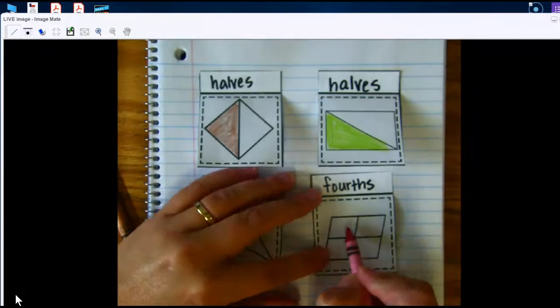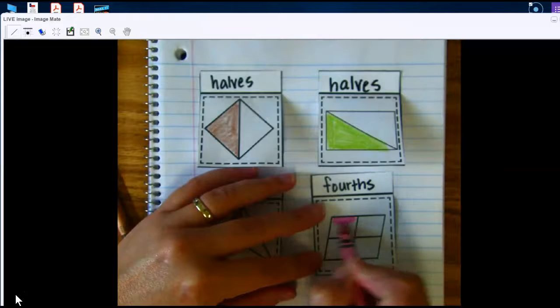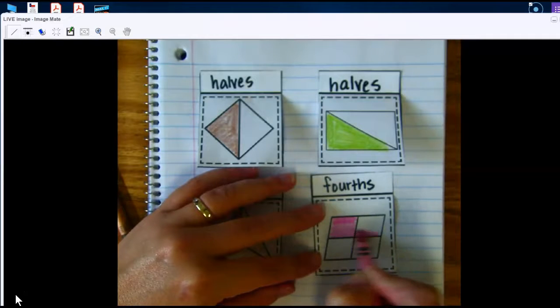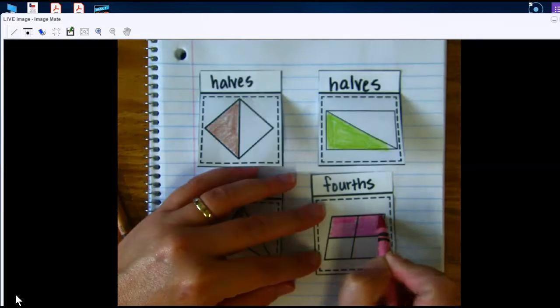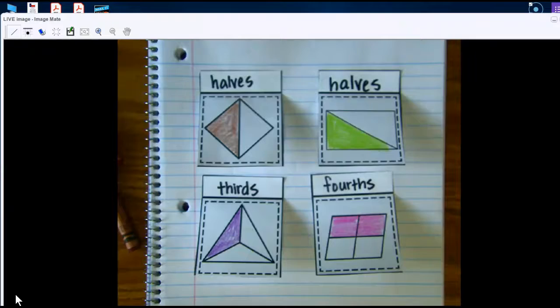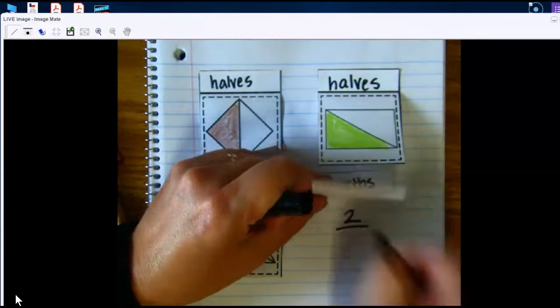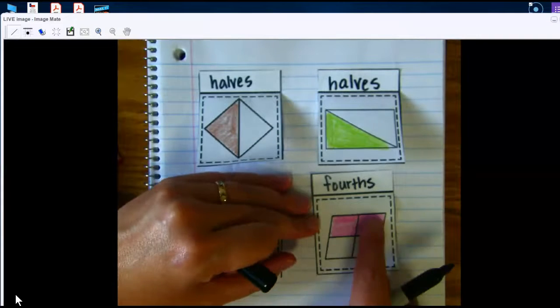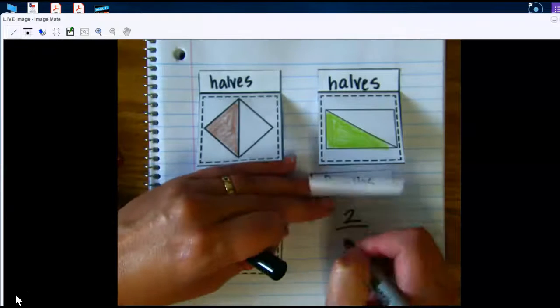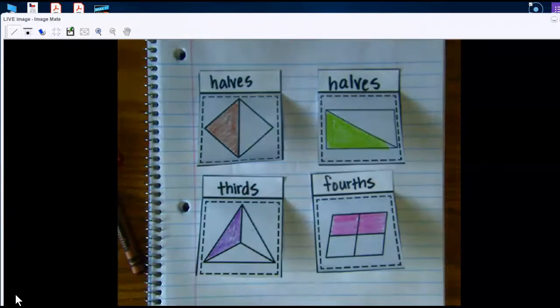Okay, then you can decide what you're going to color. I'm going to color 2. That's what I did. And remember, you got to put the number you colored on the top. So I colored 2. And on the bottom is the total number of parts. So 1, 2, 3, 4. When there's 4 parts, we call it fourths. So this is 2 fourths.